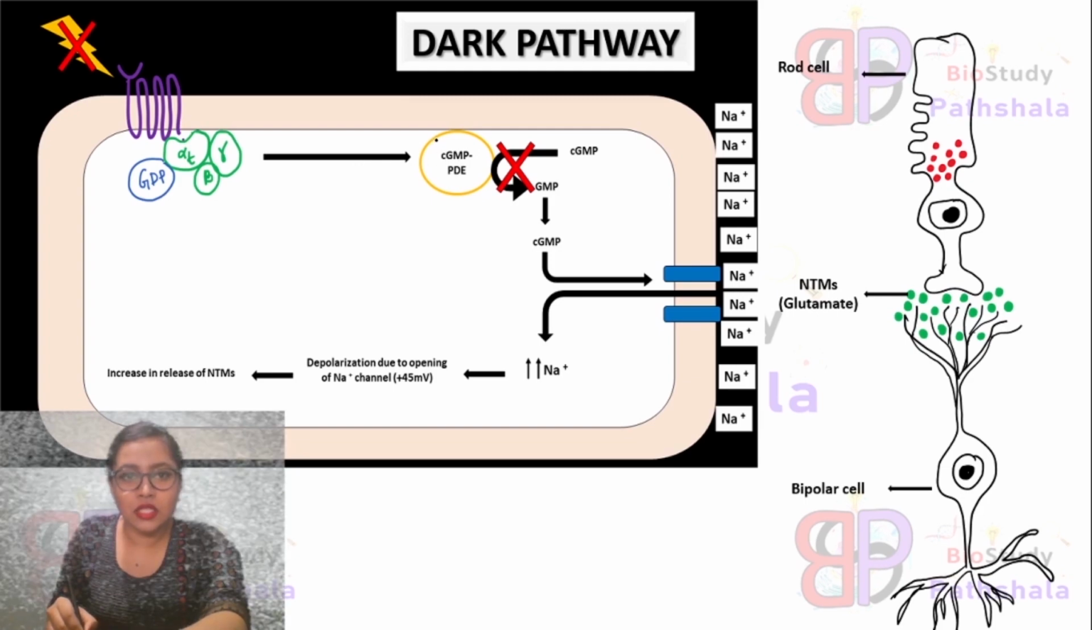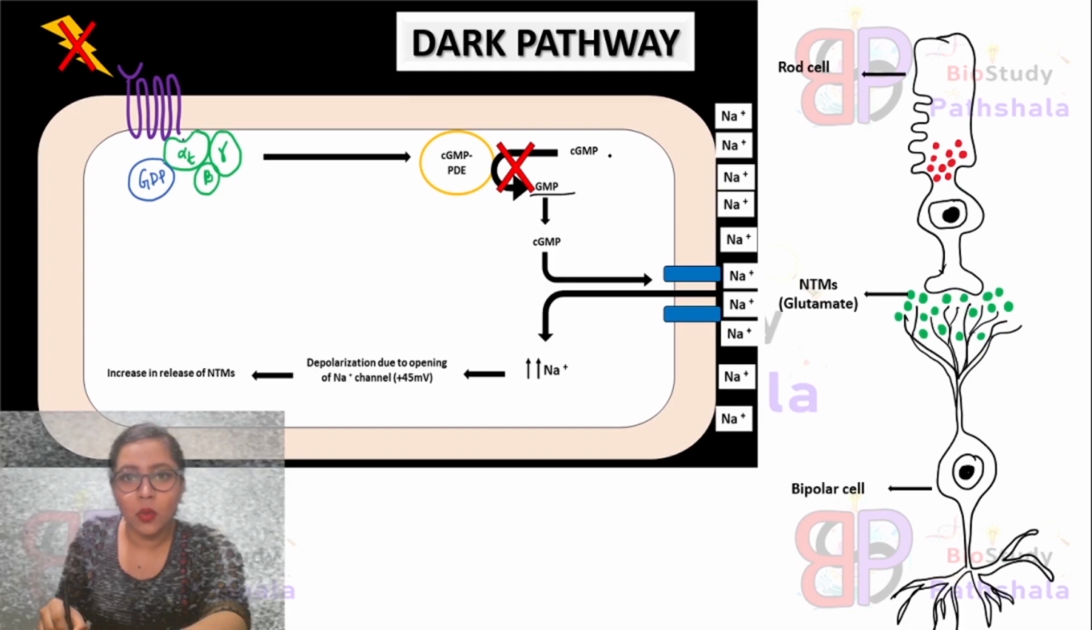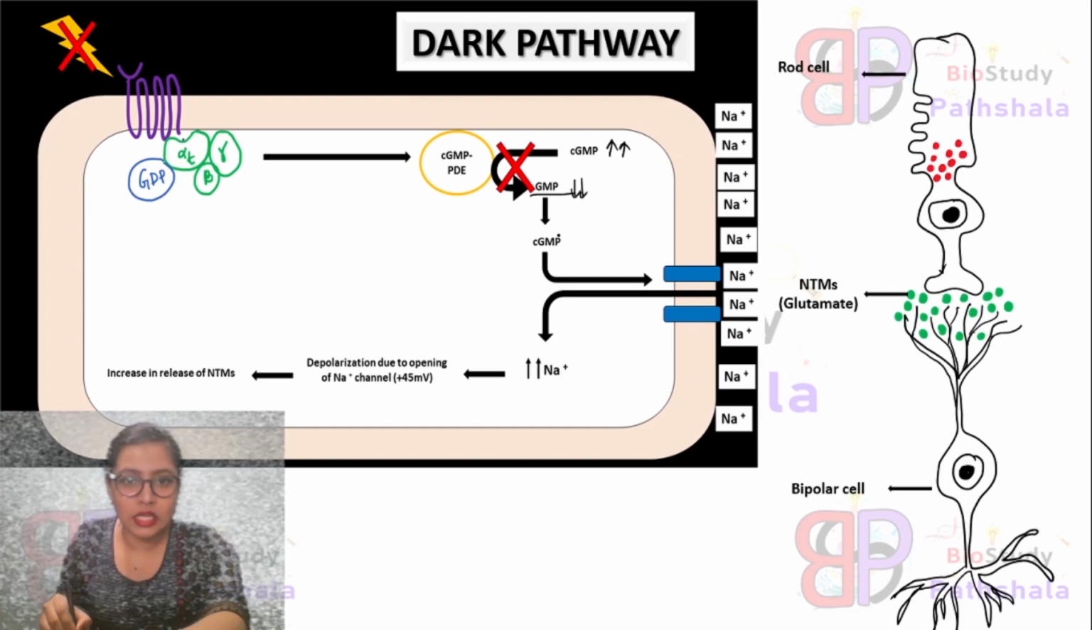So this inactive state of the cyclic GMP PDE does not result in the formation of 5' GMP from cyclic GMP. So the conversion is not occurring. So the concentration of the cyclic GMP will be higher inside the cell, while the concentration of the 5' GMP will be lower in the cell.